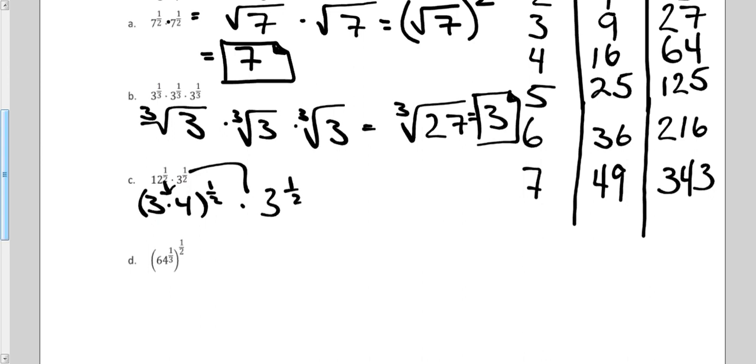Now, I'm using this property. So 3 times 4, all to the 1/2. That's the 3. That's the 4. That's the 1/2. That equals 3 to the 1/2 times 4 to the 1/2. Do we see how that rule helps us?